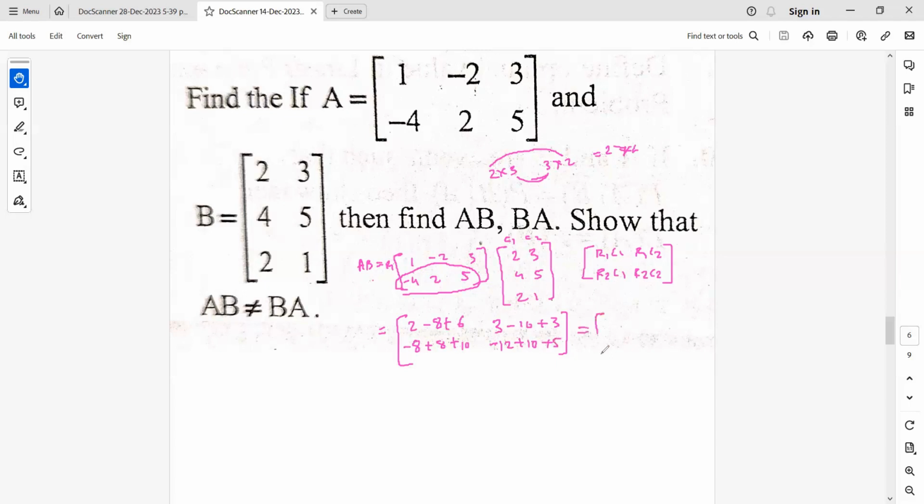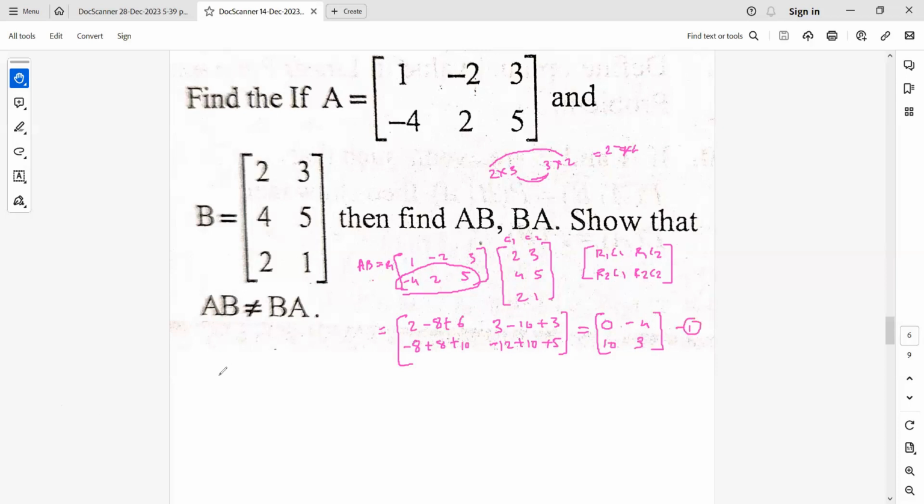So this will be equal to, 2 plus 6 is 8. 8 minus 8, it will be equal to 0. 3 plus 3, it will be 6. 6 minus 10 is -4. Next, -8 plus 8 will cancel, it will be 10. And then 10 minus 12 plus 10 is -2. -2 plus 5, it will be +3. Okay, so this is our equation 1.